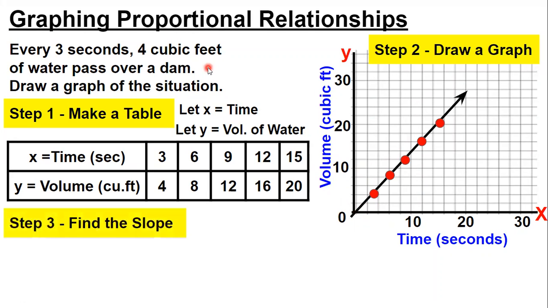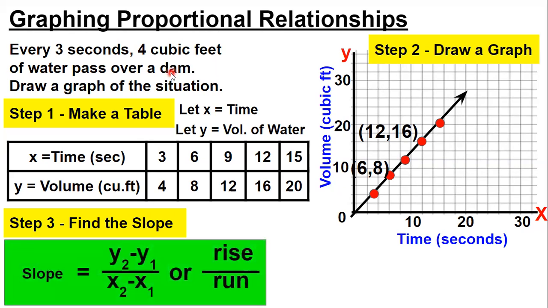Step 3 is to find the slope. I'm picking 2 points, so I picked (6, 8) and I picked (12, 16). I could easily pick any point that I wanted on those points that I graphed. Then I use my formula. Slope is y2 minus y1 over x2 minus x1, or rise over run. You have 2 options when you have a graph of how you find the slope. I will show you both.